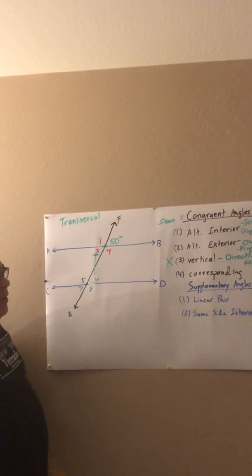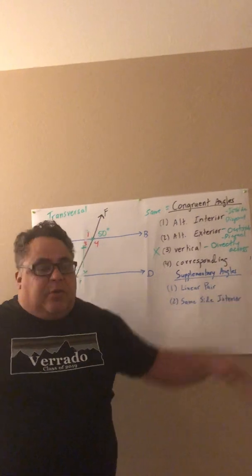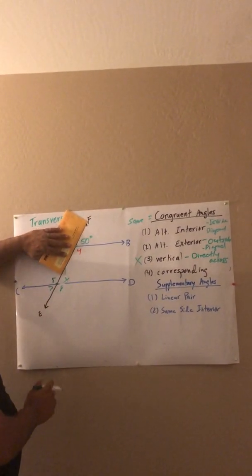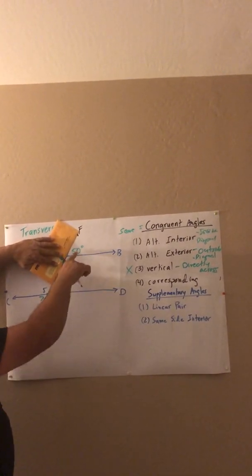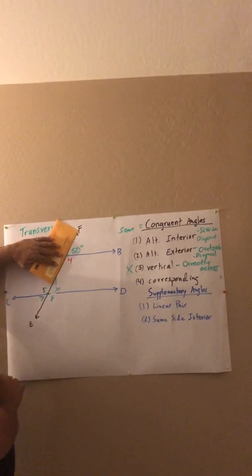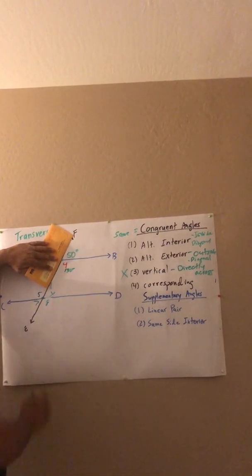A linear pair just means this. Here's 180 degrees right here, a straight line. So I can set my envelope on any straight line, and both these angles should add up to 180 degrees. So if this is 50, 4 would be 180 minus 50, which would be 130 degrees. I can find out that angle right there.